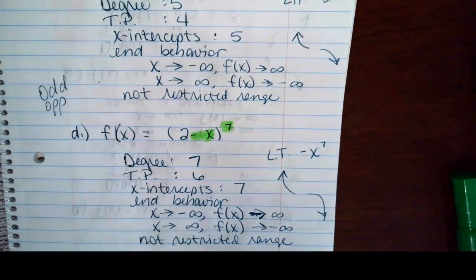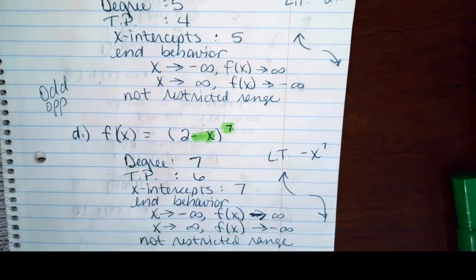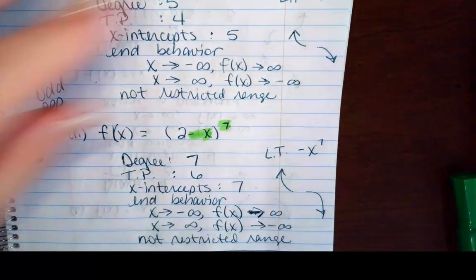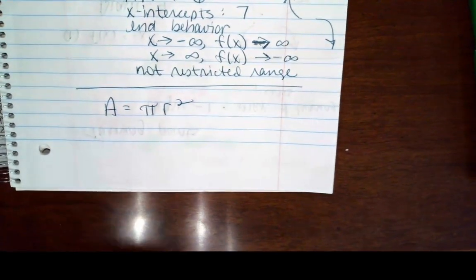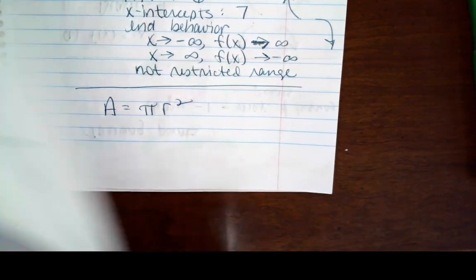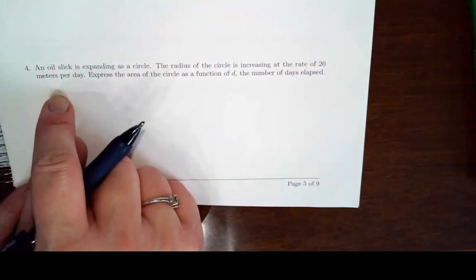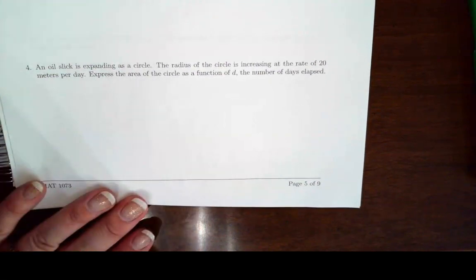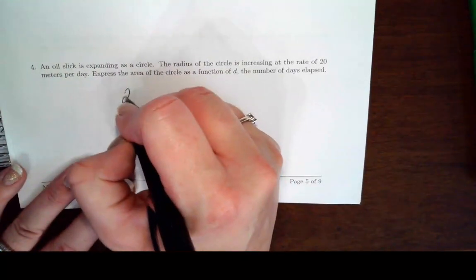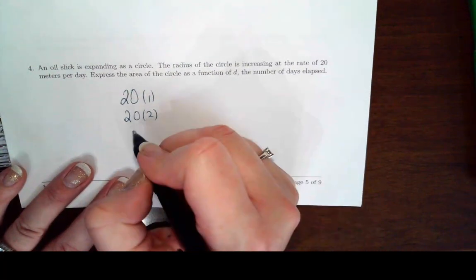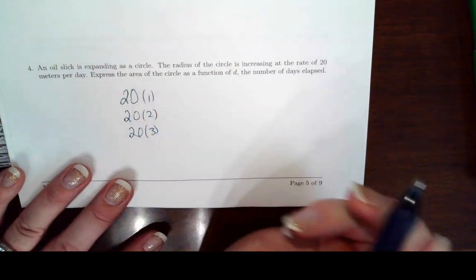I need to know what I am doing. So hang on, the area of a circle is pi r squared. Okay. So the radius of the circle is increasing at the rate of 20 meters per day. So I need to know what the radius is. If I have day 1, it would be 20, right? If I have day 2, it would be 40. If I have day 3, it would be 60.